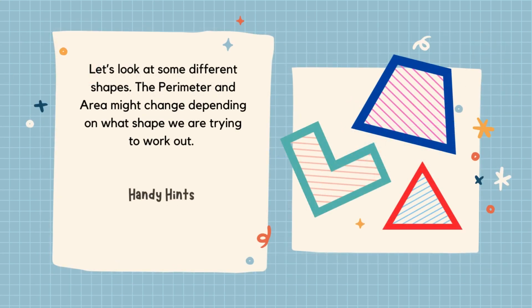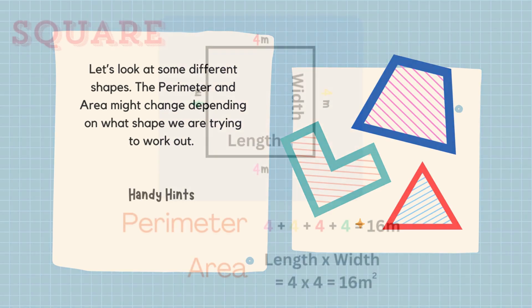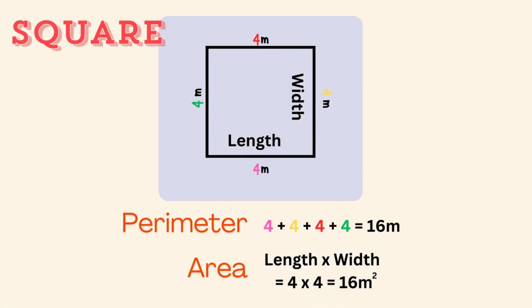Let's look at some different shapes now. The perimeter and area might change depending on what shape we are trying to work out. Let's have a look at a square. The perimeter of a square is the outside of the shape, so that's easy.